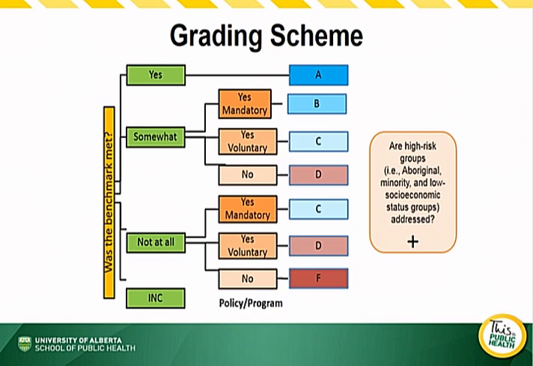And then moving to the orange boxes, here we're looking at whether there's a policy or program in place to support the indicator. And you can see that if the policy or program is mandatory, it gets a higher grade than if it's voluntary. And finally, if high-risk groups are addressed, such as Aboriginal, minority, or low socioeconomic status groups, then it gets additional points in the scoring process.